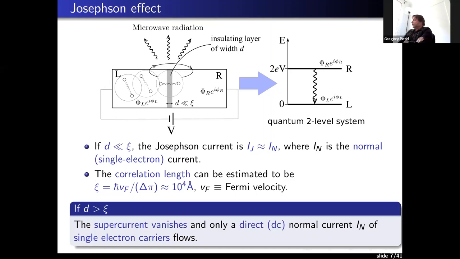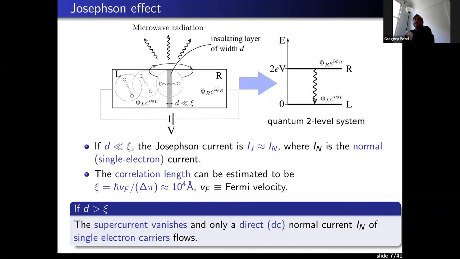Thank you. But the important thing to realize is that this phenomenon goes on as long as the width, and this is critical for the rest of my talk, right? So the width of the insulating layer has to be much smaller than the correlation length.